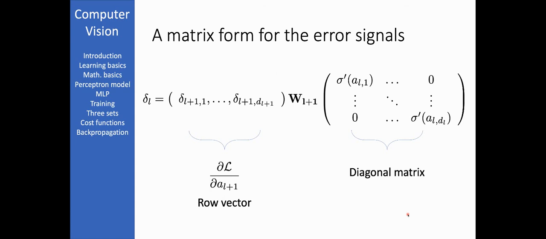Now you can write this entire formulation in a simpler matrix notation, where I simply have the error signals at layer L plus 1 multiplied by the weight matrix of L plus 1, and then a diagonal matrix that simply computes the derivative of the nonlinear function.